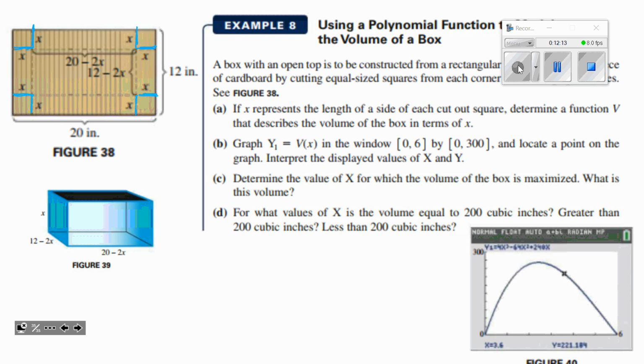squares are. So it says, if x represents the length of each side of the square cut out, determine the function v of the volume that describes a box in terms of x. So we cut those squares out, and then we're going to fold up the sides, and we're going to make an open top box. So volume is length times width times height. So we have a height, we have a width, and we have a length. So we're going to go ahead and just write that. We're going to multiply all 3 of those terms.